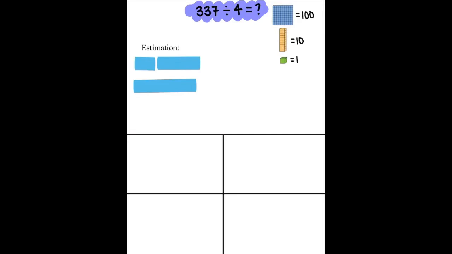Today we will be solving the equation 337 divided by 4. Let's start with an estimation. Prior to making our estimation, we should change our dividend, 337, to a friendlier number such as 300. Now we will solve for 300 divided by 4, giving us a quotient of 75. Because we lowered our dividend for our estimation, we should expect our final quotient to be larger than 75.